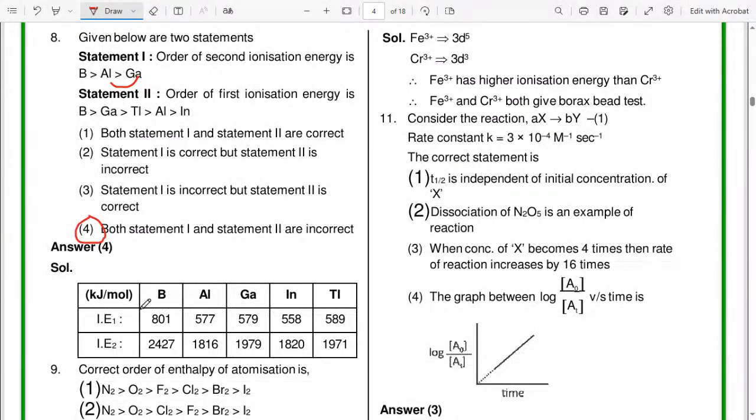So the ionization energies are given here. Please go through the energies. So boron greater than aluminum greater than gallium, no. So the option number 4, that is both statements are incorrect, is the correct option, students.